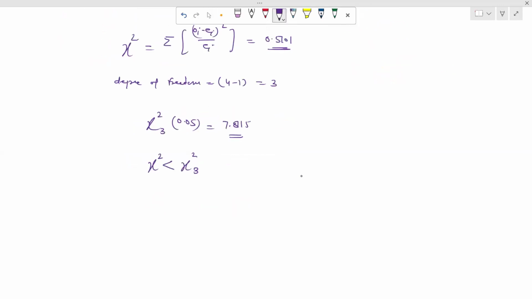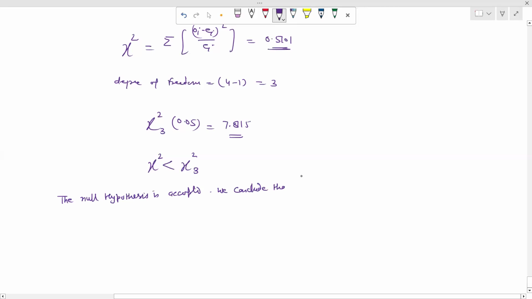So here we say that the null hypothesis is accepted. We conclude that Mendel's assumptions are true. That means the ratio is 9 ratio 3 ratio 3 ratio 1.